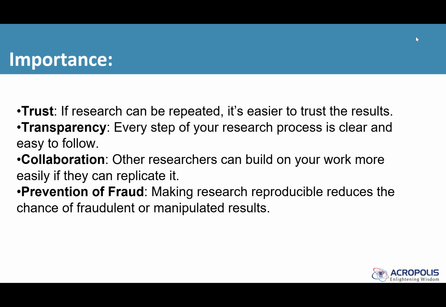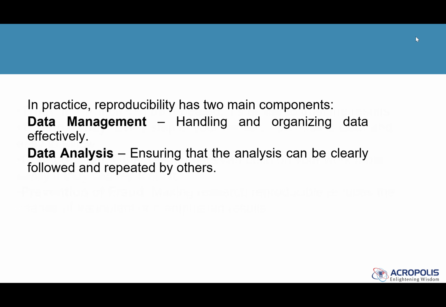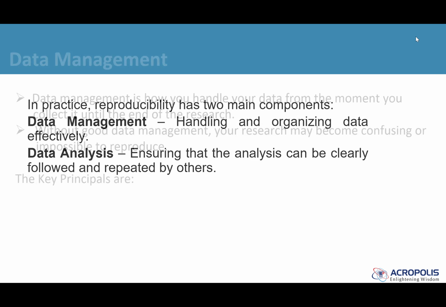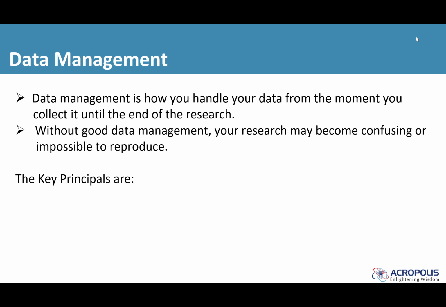After knowing the importance of it, there are basically two components of reproducibility: data management and data analysis. Data management means handling and organizing data effectively, and data analysis ensures that the analysis can be clearly followed and repeated by others. Now let us go deeper and understand each component in detail. First of all, data management.